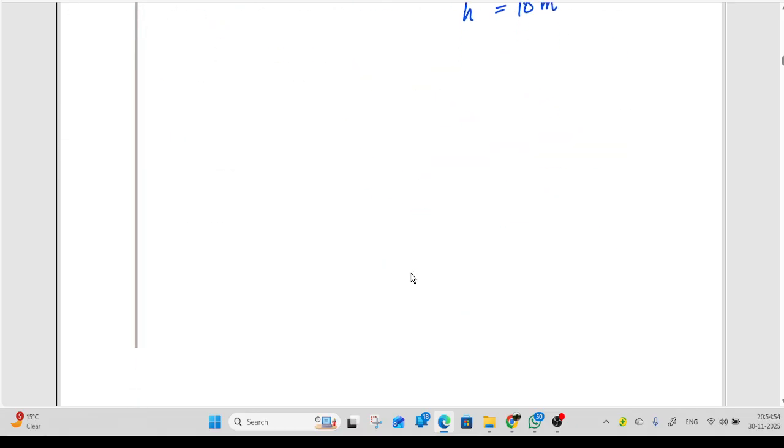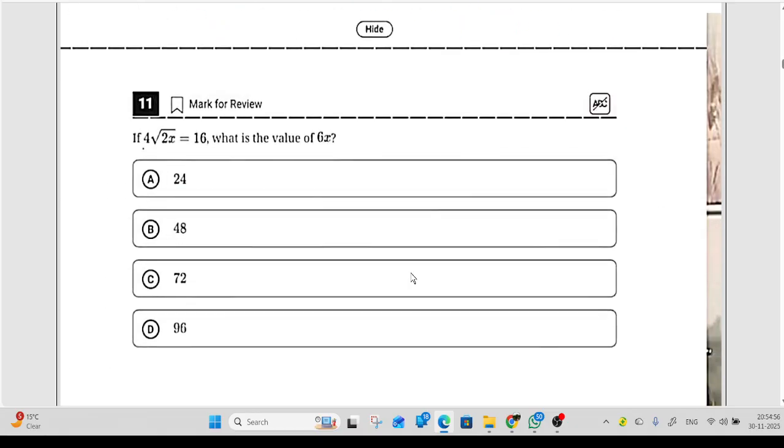Okay, let's see the next question. If 4 square root of 2x is equal to 16, what is the value of 6x? Because we have to find 6x, we need x for that. So first we divide both sides by 4.